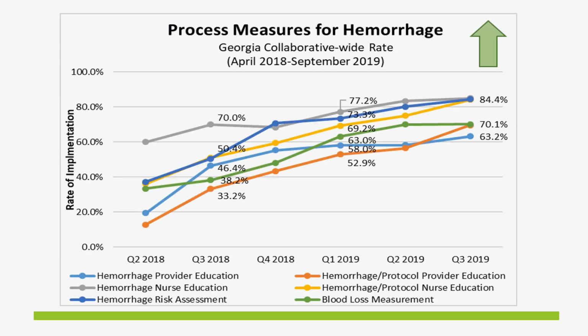So this graph shows process measures for hemorrhage during the same time period. And we're also making a lot of progress here too. As an example, with hemorrhage provider education, this increased from about 20% implementation rate to 63.2%. And again, we see increases with all the measures. Hemorrhage nurse education, hemorrhage protocol nurse education, and hemorrhage risk assessment are all reaching 84.4% implementation rate.